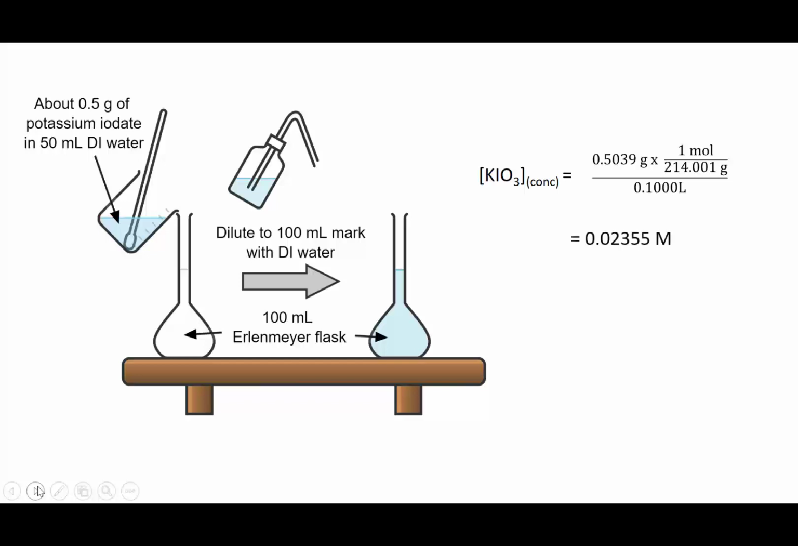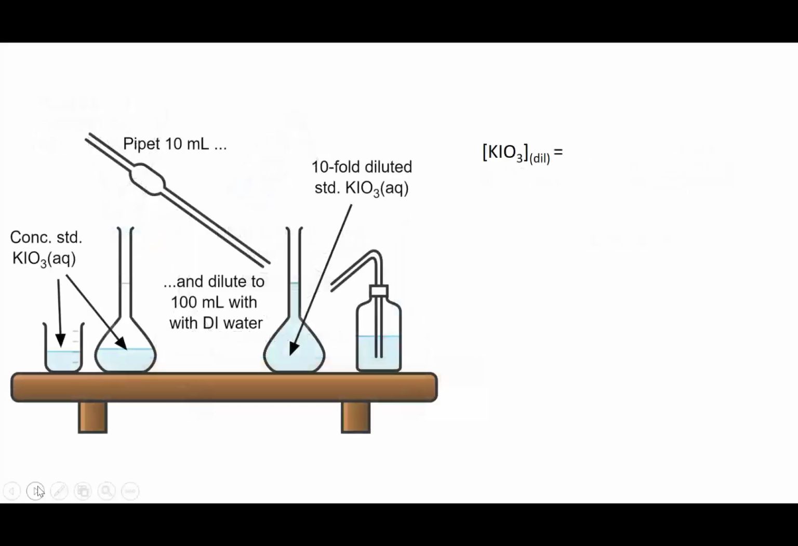So the concentration of our concentrated potassium iodate will be 0.02355 molar. Of course, to 4 sig figs, given that we're starting with a mass to 4 sig figs, as well as the volume of the volumetric flask allows 4 sig figs. Now this concentration is too concentrated for our particular experiment, and so we do a 10-fold dilution. So we take our concentrated standard, we pipette 10 mLs of this into a new 100 mL volumetric flask. So that's a 10-fold dilution.